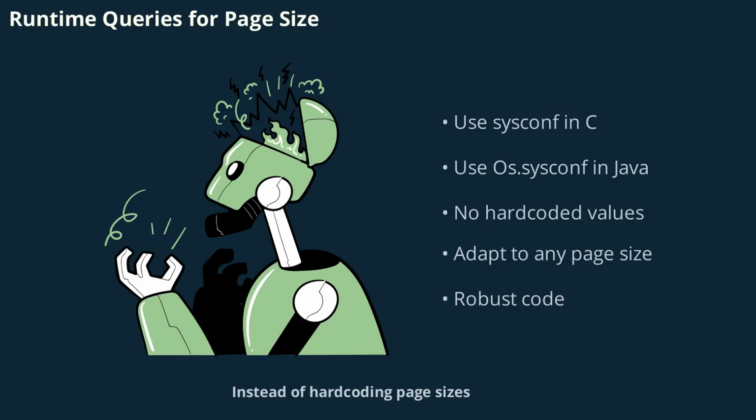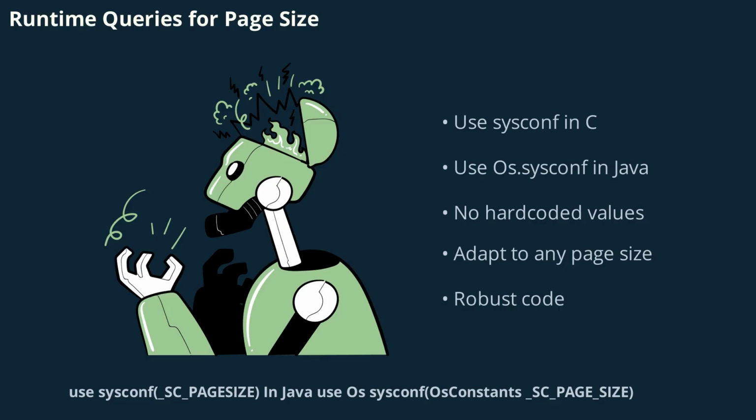Instead of hard-coding page sizes, use runtime queries to determine the system's page size. In C, use sysconf(_SC_PAGESIZE). In Java, use Os.sysconf(OsConstants._SC_PAGESIZE). This approach ensures your code adapts to whatever page size the device uses, making your app more robust and future-proof.